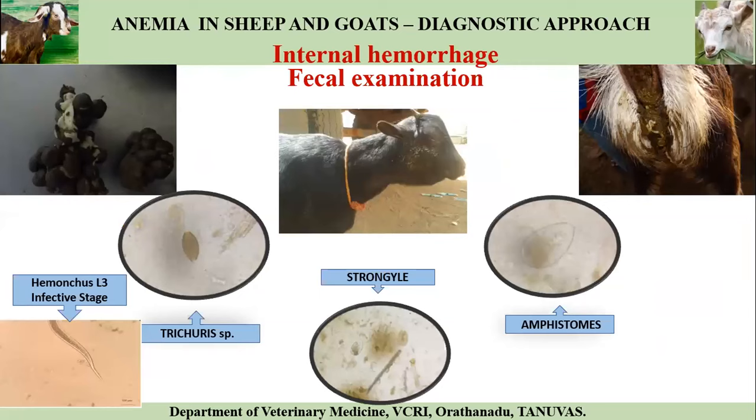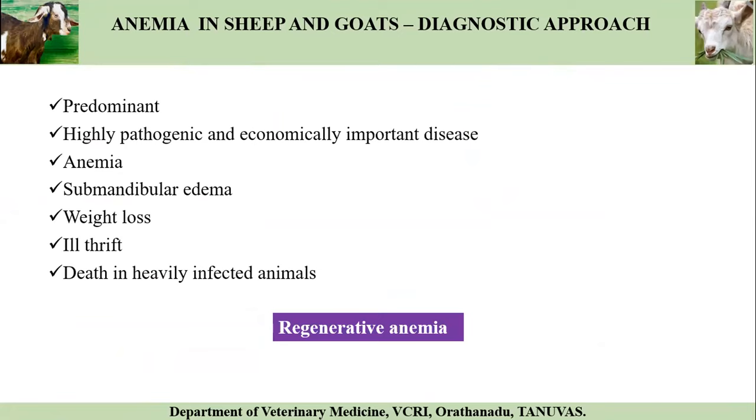This picture shows the tapeworm and bottle jaw appearance. This picture shows the infective stage of Haemonchus larvae. Haemonchus is the predominant endoparasite which causes anemia in small ruminants, and it is a highly pathogenic and economically important disease.